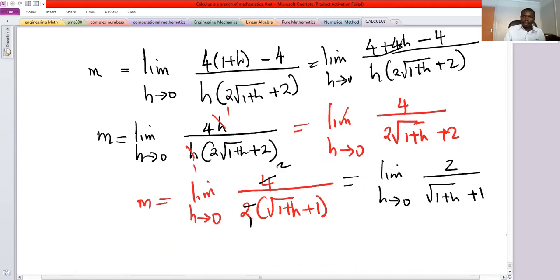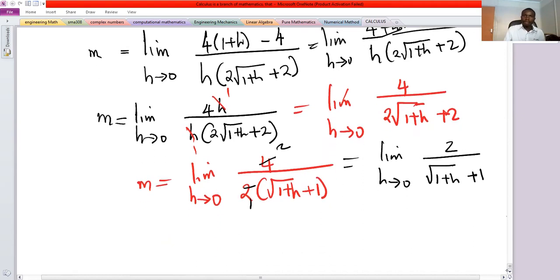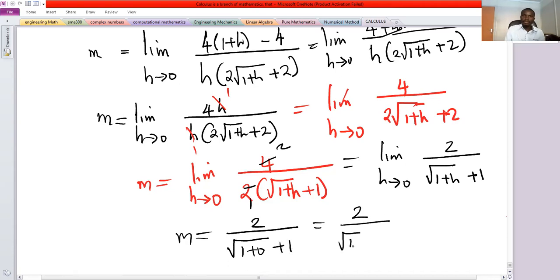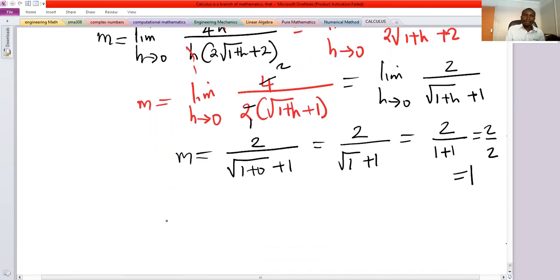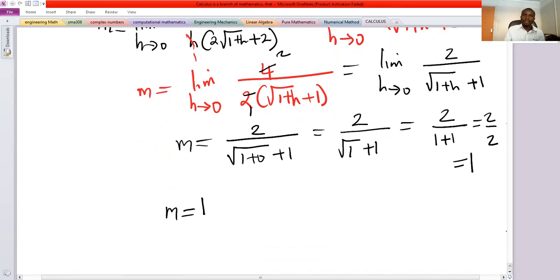This stage, direct substitution will work, so that we'll have m equals 2 over square root of 1 plus 0 plus 1, which is 2 over square root of 1 plus 1. 2 over square root of 1 is 1 plus 1. So 2 over 2, which is 1. So m is 1. The slope of the tangent is 1.